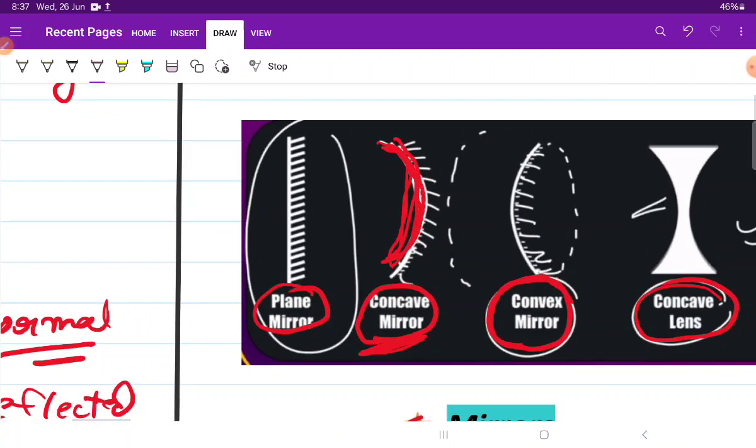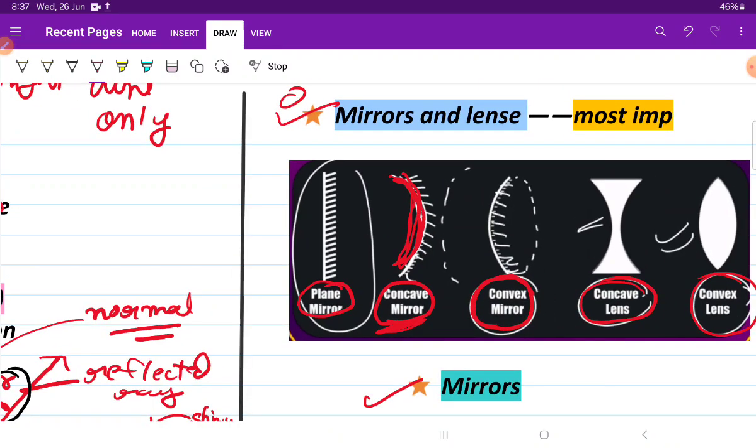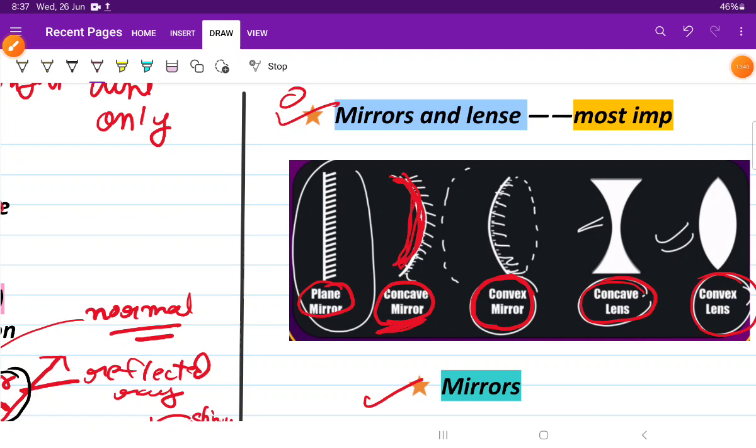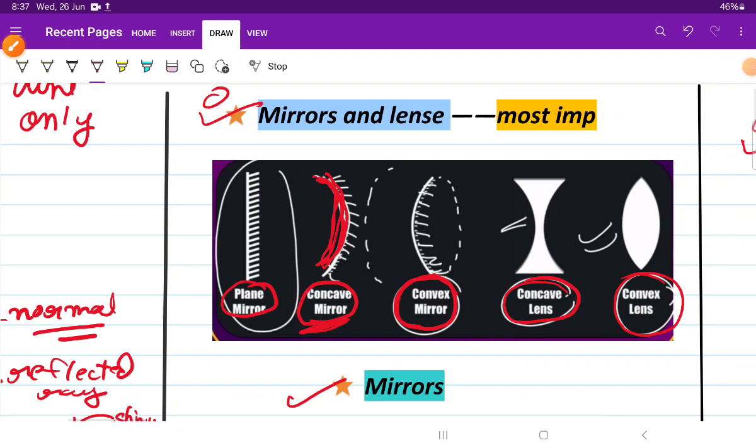Plane mirror. What is a plane mirror? We use plane mirrors in our day-to-day life. For example, after taking a bath, you come to the mirror and see yourself in it. It is a plane mirror. Then concave mirror, then convex mirror, then concave lens, then convex lens.